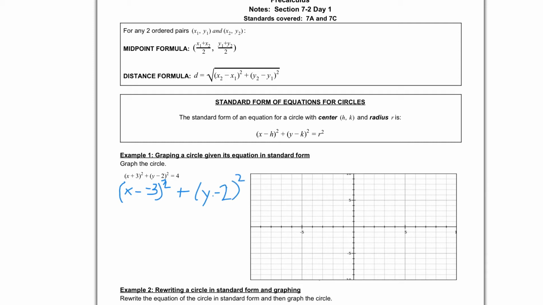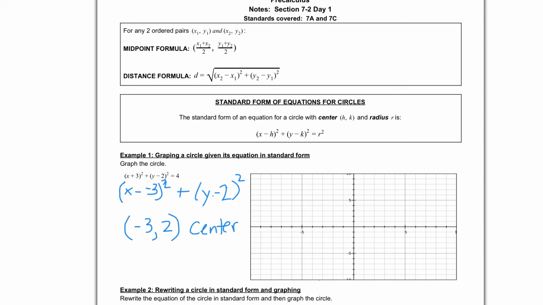That gives you a better idea of what we're talking about here, of what that h value is going to be. So you have to make sure that you're looking at this as a subtraction sign. And what are we subtracting? We're actually subtracting a negative 3. So then we can write our ordered pair as negative 3, 2 for our center.